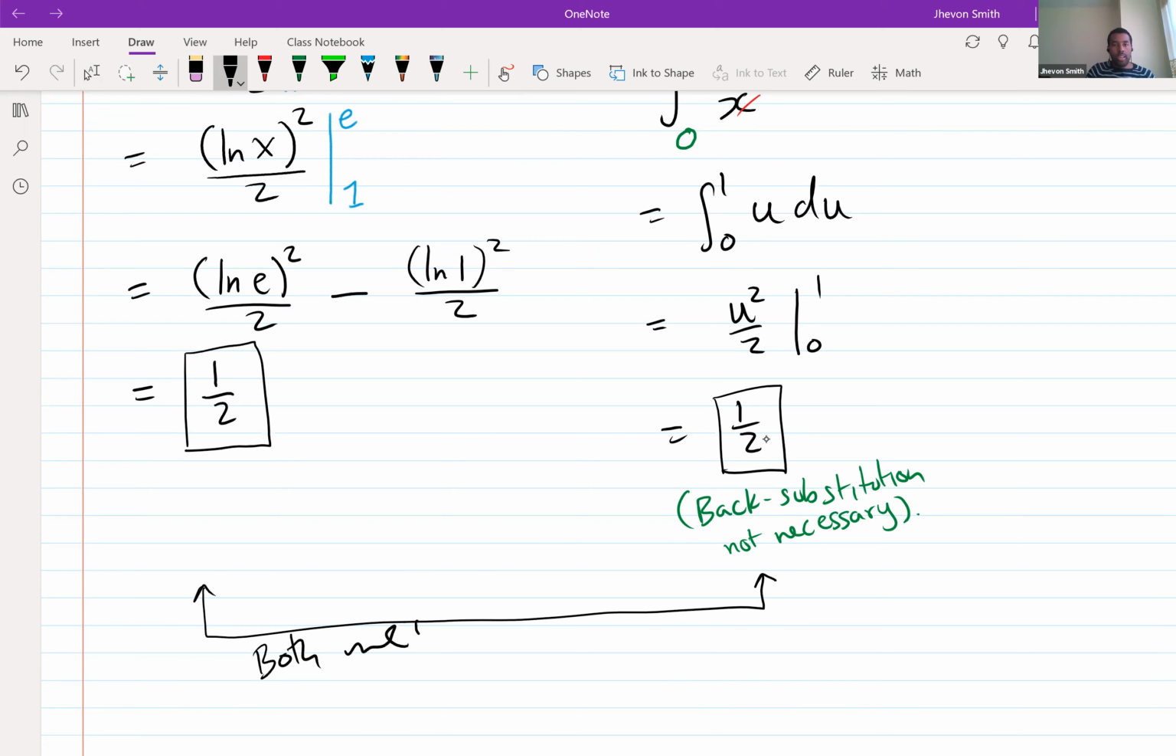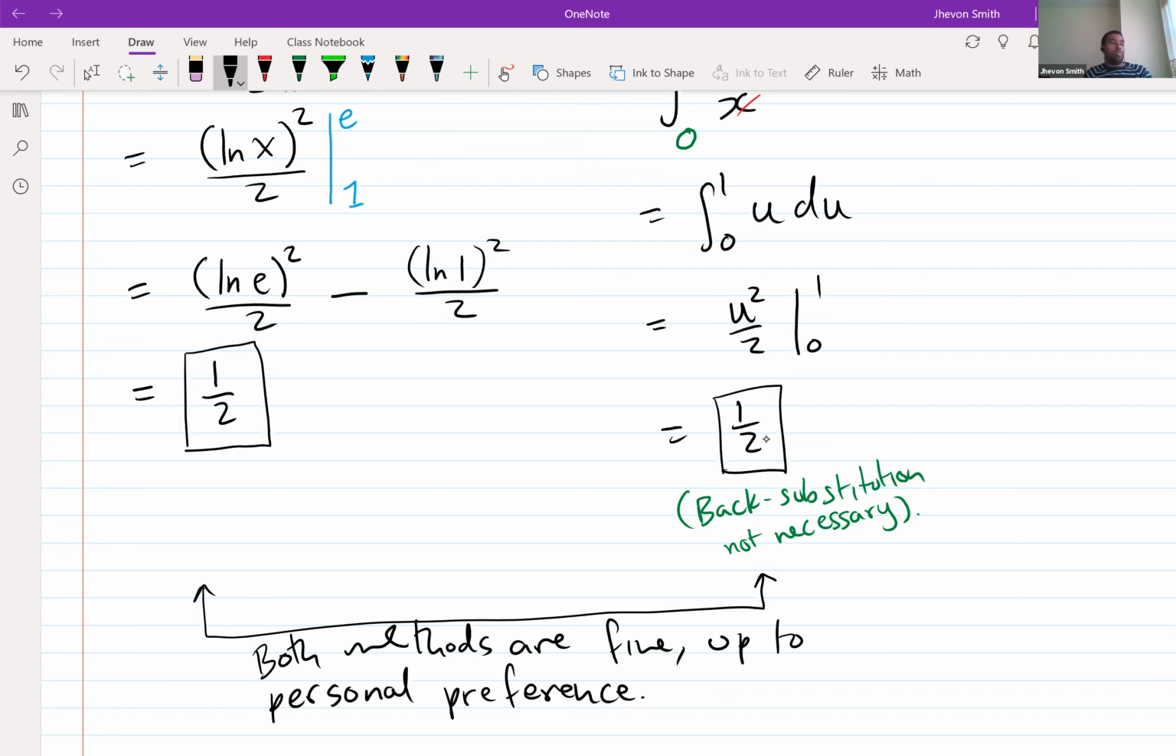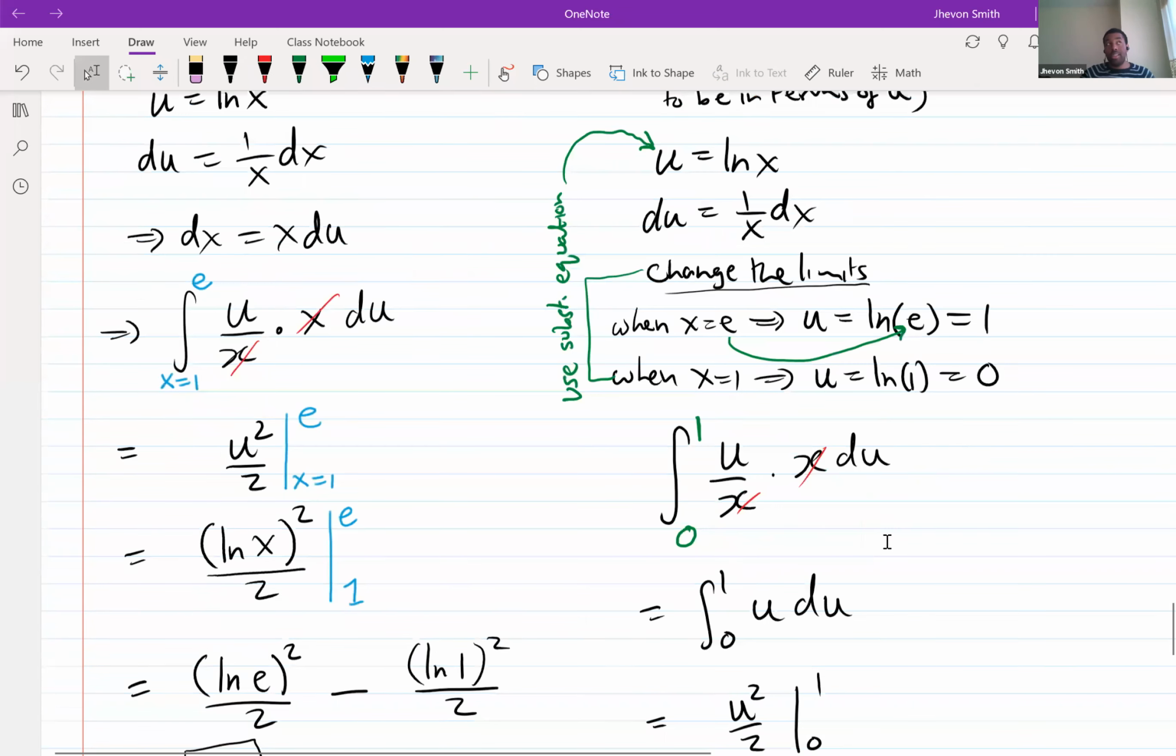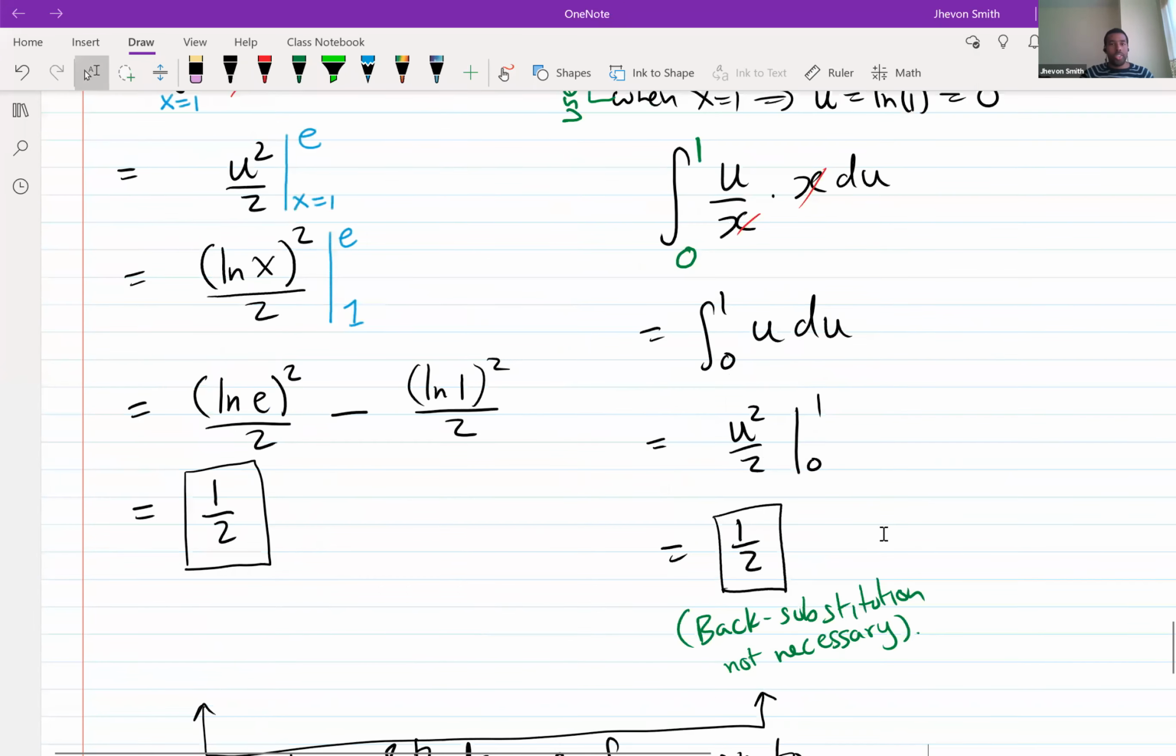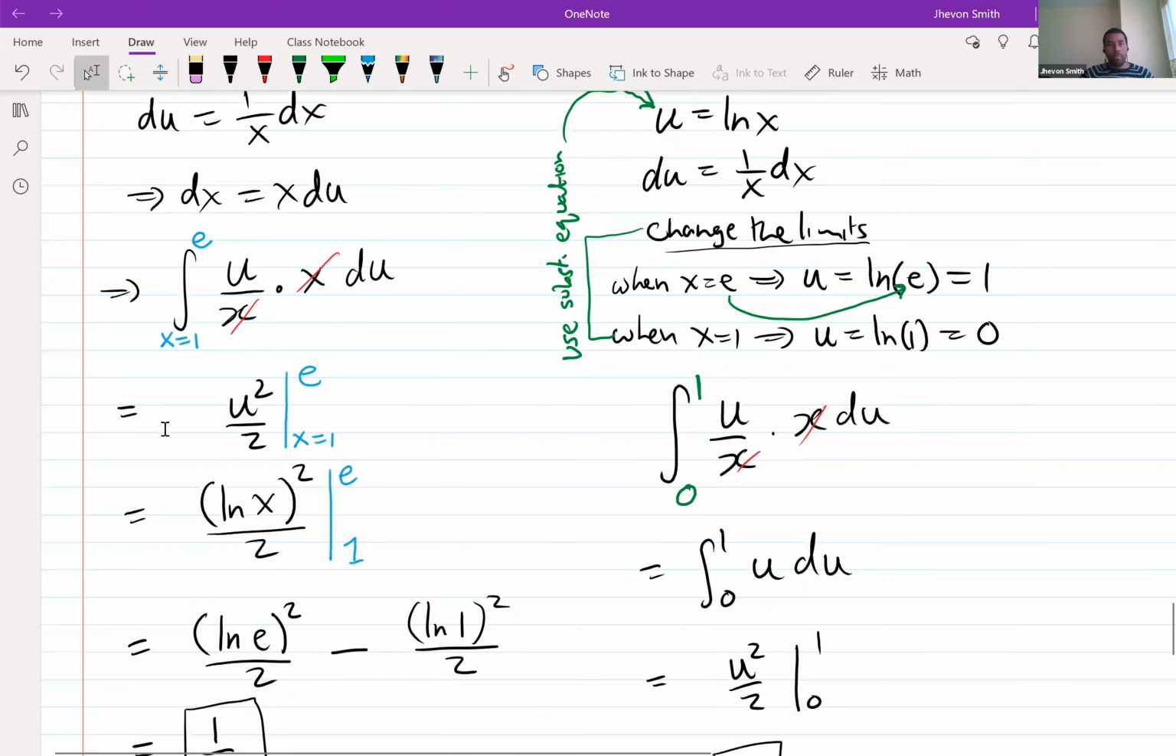Both methods are fine. So I'd leave this up to personal preference. Now, there are situations in which the second method is preferable, but those situations arise in Calc 2. So it's not something we have to worry about now at all. So pick whichever method you'd like and always do it that way. It'll be fine.